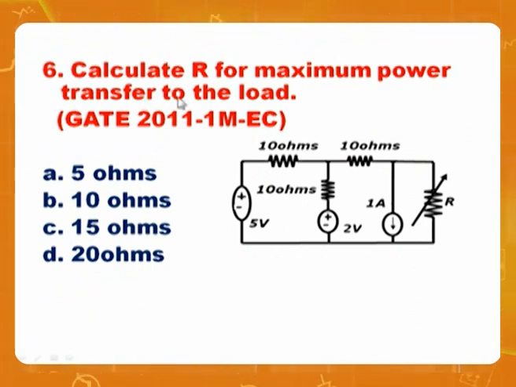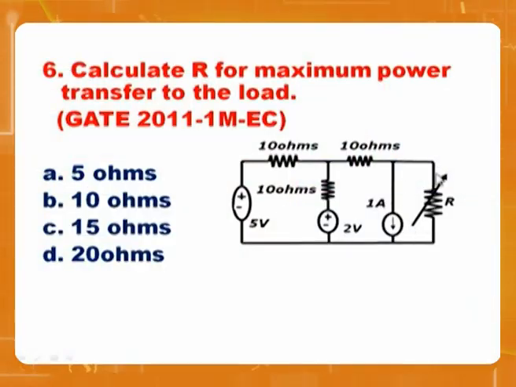Let me take you to the sixth problem. Calculate R for maximum power transfer to the load. Again, it is maximum power. As I am telling, it's not really maximum power, because it is Thevenin's. Look here. You need to calculate here. What to do? Voltage source, short it. Current source, open it. So this is shorted, this is shorted, this is open. What is the impedance here? 10 parallel 10 is 5.